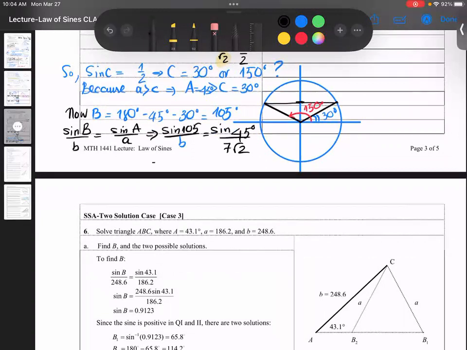That implies little b equals... can someone tell me what you got? 15, okay. So let me double check one more time. All right, okay, let's see. Everybody has different answers. 7√2 times sine 105, divided by sine 45.